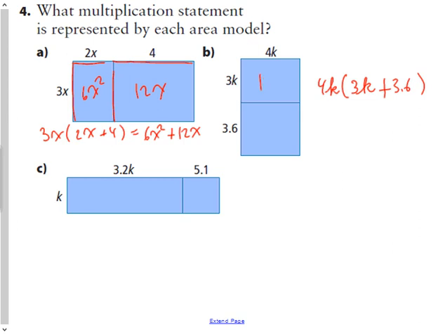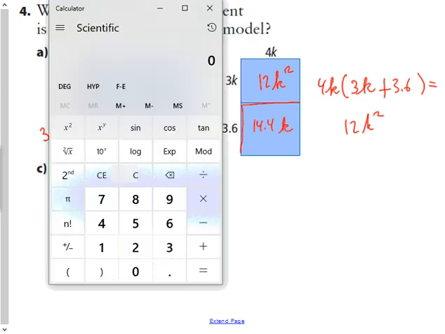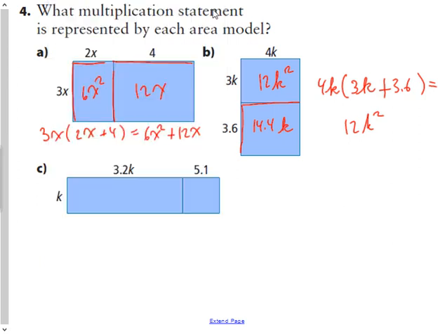4k times 3k is 12k squared. 12k squared. And 4k times 3.6, well, 4 times 3 is 12, and 4 times decimal 6 is 2.4, so that's 14.4k. And if you don't know how to multiply with decimals, just take your calculator and go, what's 4 multiplied by 3.6? And it'll still tell you 14.4k. That's plus 14.4k is your solution. And you can't add those terms together because they're not like terms.